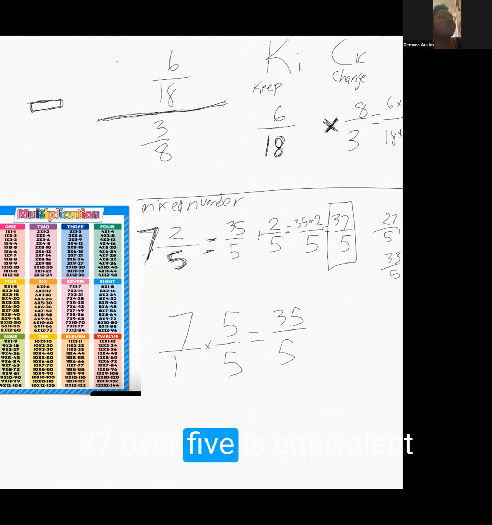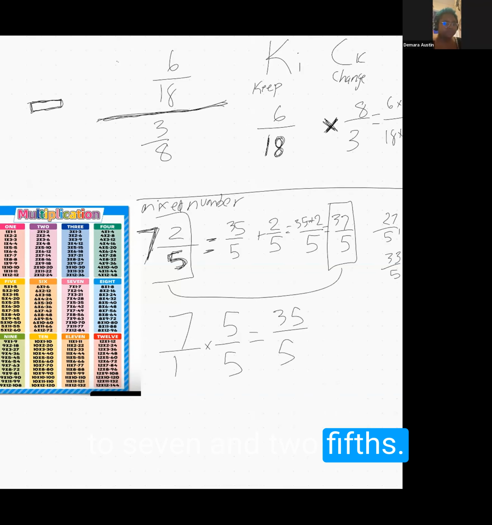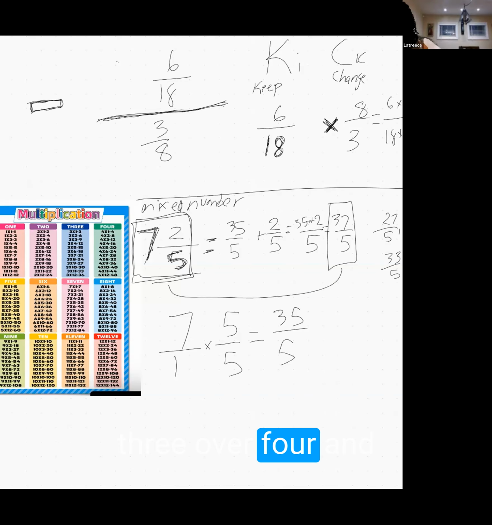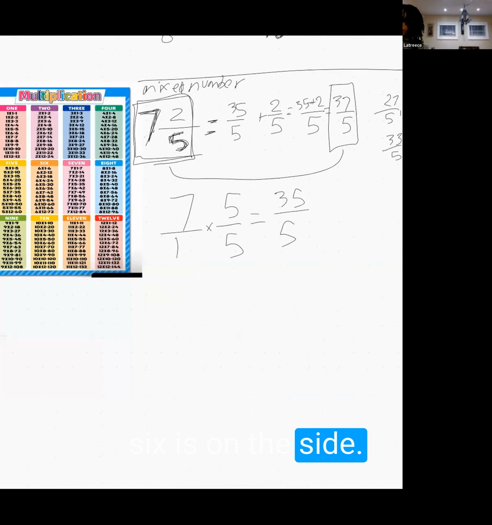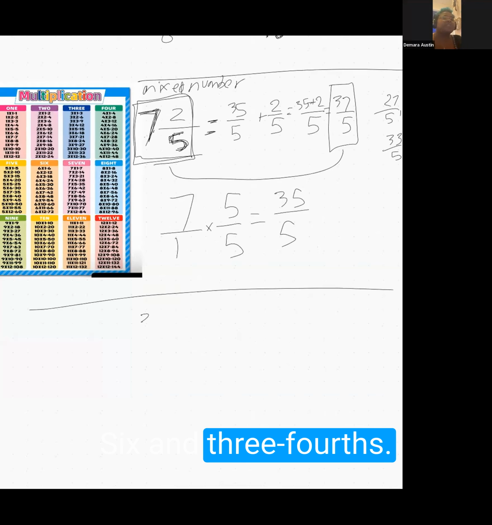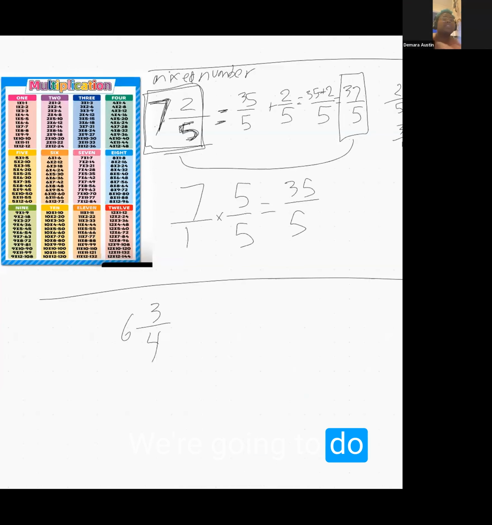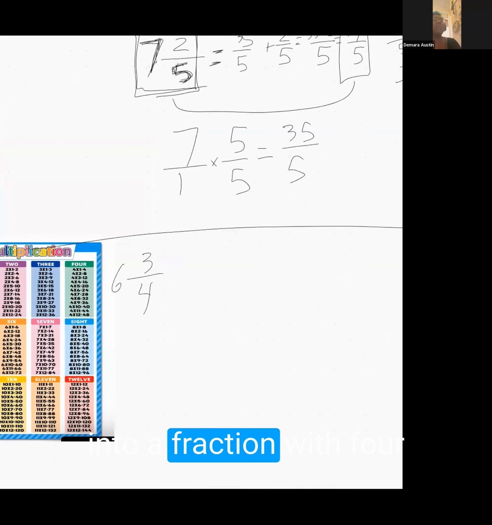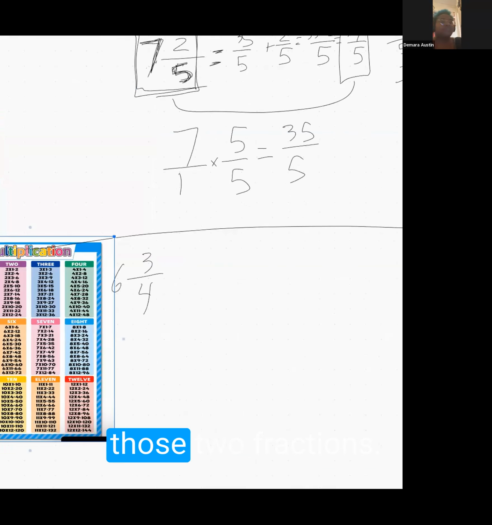37 over 5 is equivalent to 7 and 2/5. 3 over 4 and 6 is on the side. All right, 6 and 3/4. We're going to do the same thing. We're going to turn 6 into a fraction with 4 as a denominator, and then we're going to add those 2 fractions. All right. 6 over 1.